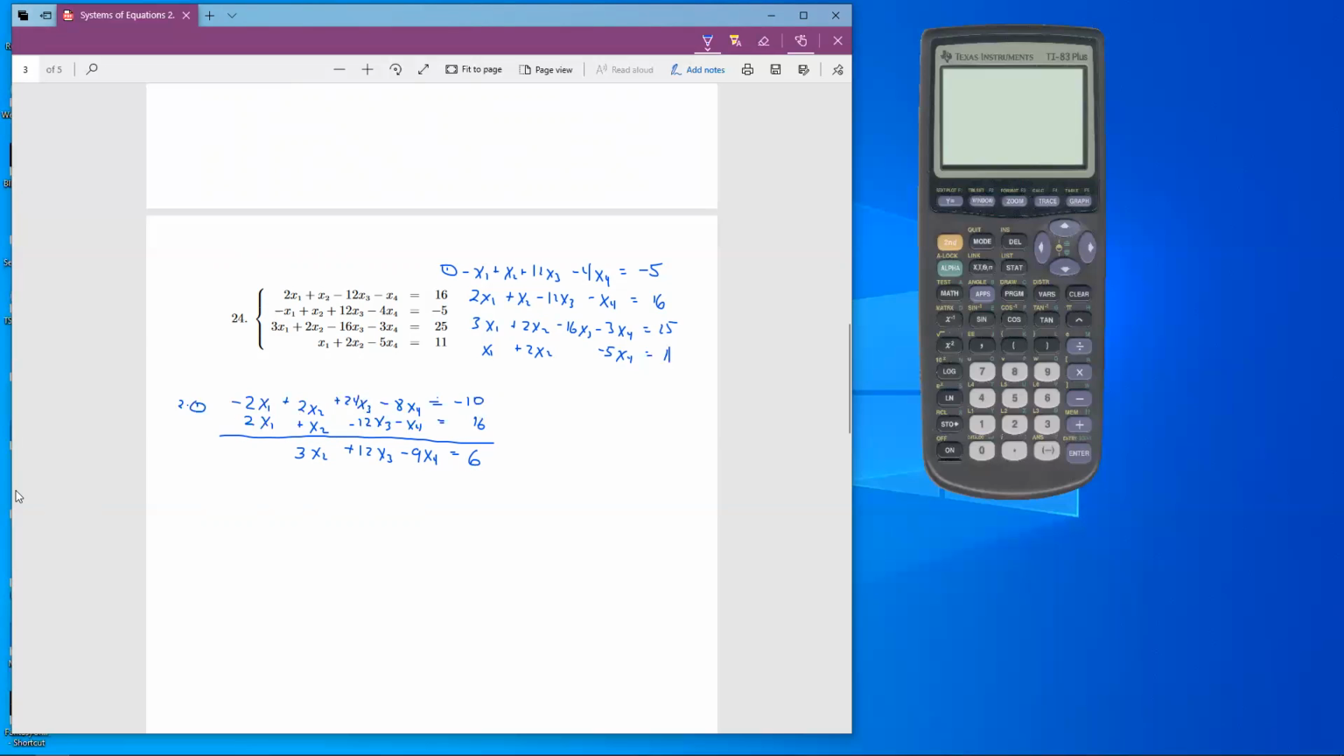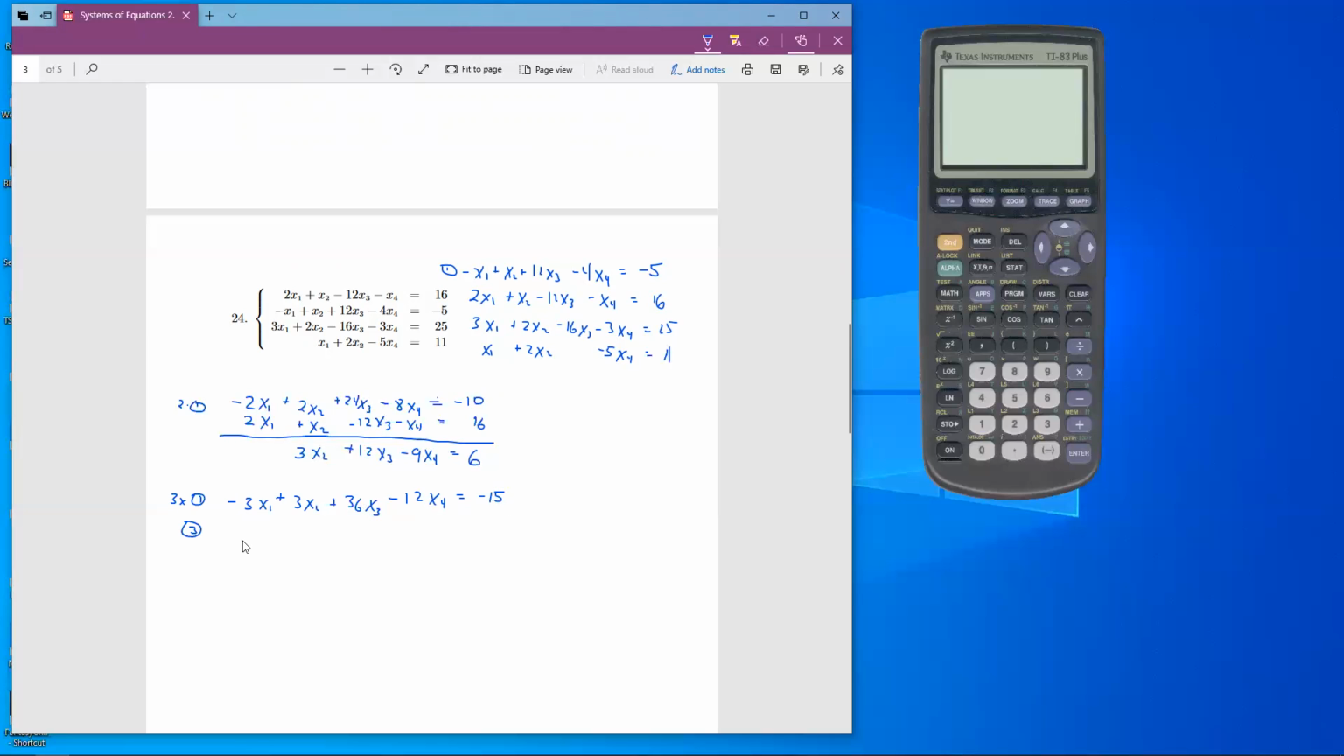All right. Now for the next one, we're going to go ahead and multiply my new equation 1 by 3. So this is 3 times equation 1, and we're going to look at equation 3 here. So we have negative 3x1 plus 3x2 plus 3 times 12, that's going to be plus 36x3. And then minus 12, 4 times 3 is 12, so minus 12x4, and that is equal to negative 15.